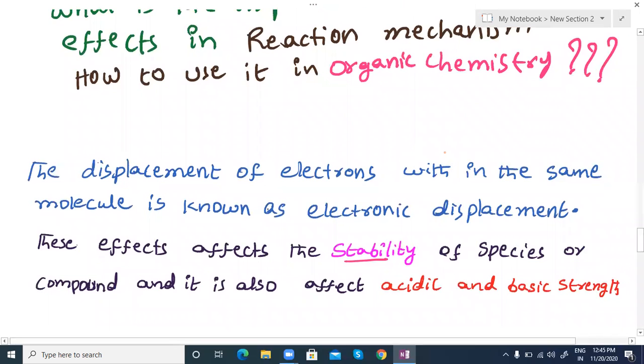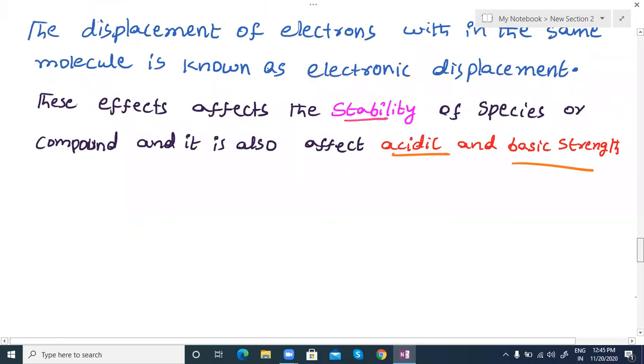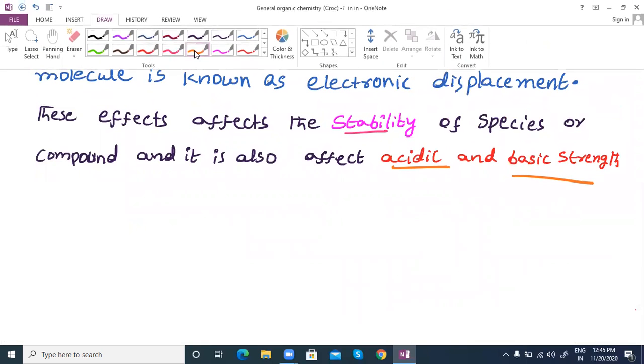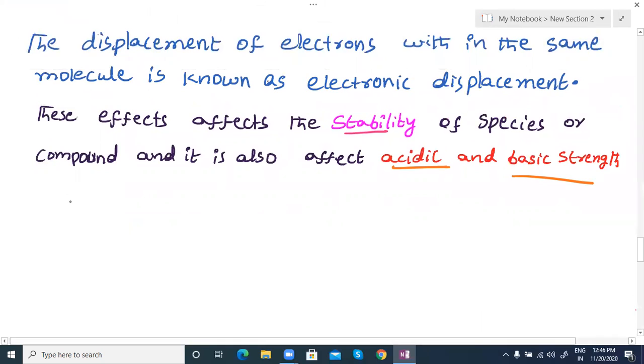Displacement of electrons within the same molecule is known as electronic displacement. This effect affects the stability of a species or compound, and it also affects acidic and basic strength. So we'll see how this affects them. In 10th standard, you have too many things about stability.